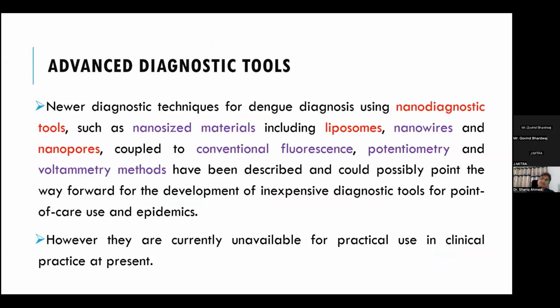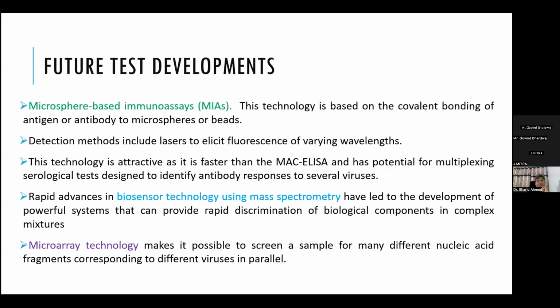Now, there are newer advances in dengue diagnosis. Studies are being done on nano diagnostic tools with nano-sized materials, including liposomes, nanowires, and nanopores, coupled with conventional fluorescence and potentiometry to give the result. Further, I will not be going into this. They are the newer diagnostic tools that we will be getting in the future.